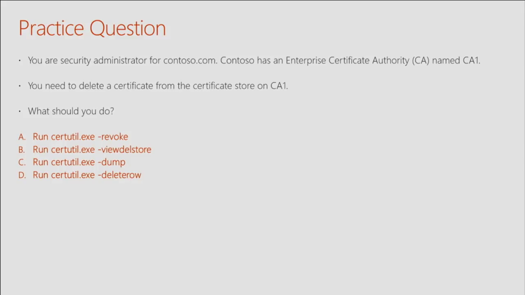So you won't revoke it, because revoking basically says I'm not going to accept it. Deleting it actually removes it from the store. So little things like that are the difference to know. Obviously, dump allows you to dump and see those certificates, and then delete rows just deletes the content there.